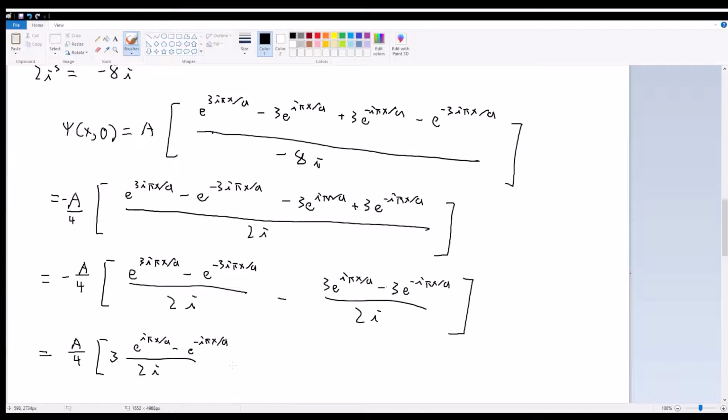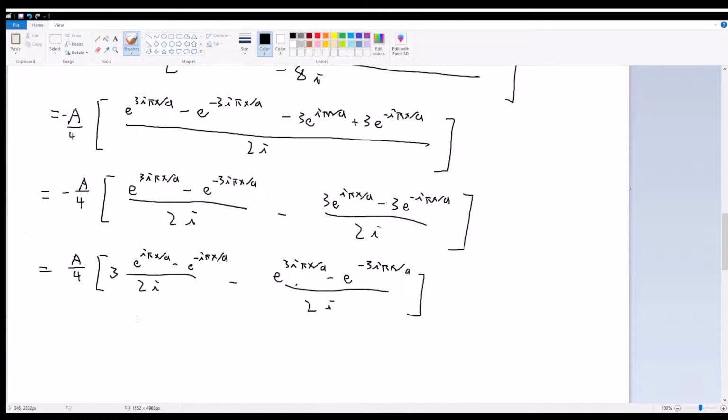And then we're going to subtract this by e to the 3i pi x over a minus e to the negative 3i pi x over a over 2i. And at this point, we just have two sinusoids represented as complex exponentials. This is just going to equal 3/4, and let's multiply the a at the front. So 3/4 times sine pi x over a, subtracted by 1/4 sine 3 pi x over a.